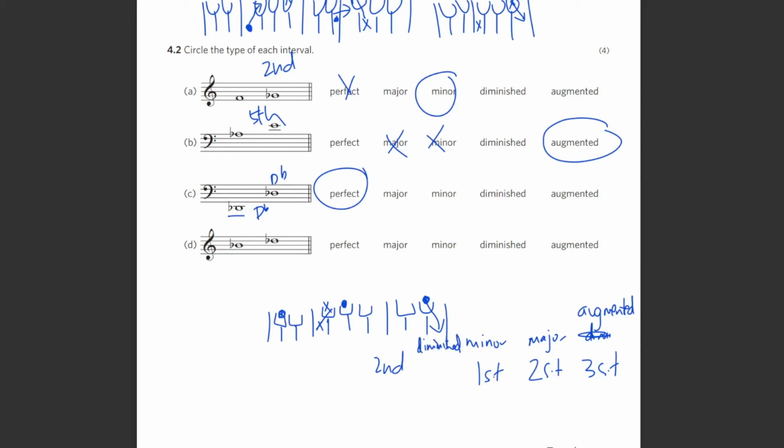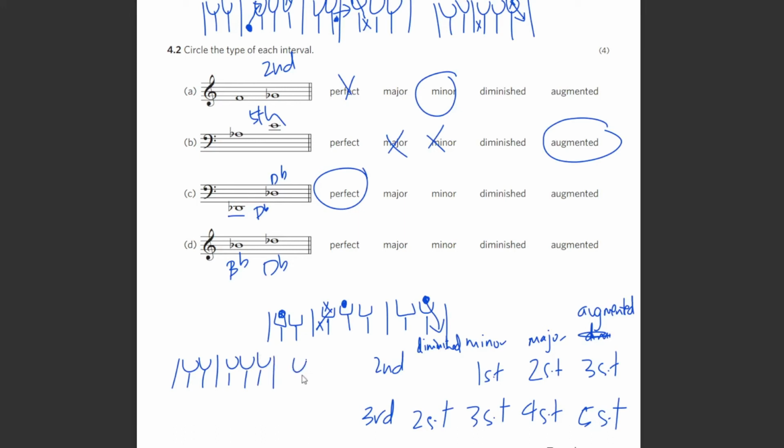Now let's take a look at part D. In part D, we have B flat to D flat. Let me draw. There are two ways to do this. You can use the semitone table. For a third, major is 4 semitones apart, augmented is 5 semitones, minor is 3 semitones, and diminished is 2 semitones. Now I'm going to draw B flat to D flat. This is B flat and this is D flat. How many semitones are there apart? 1, 2, 3. So 3 semitones apart, it is minor.